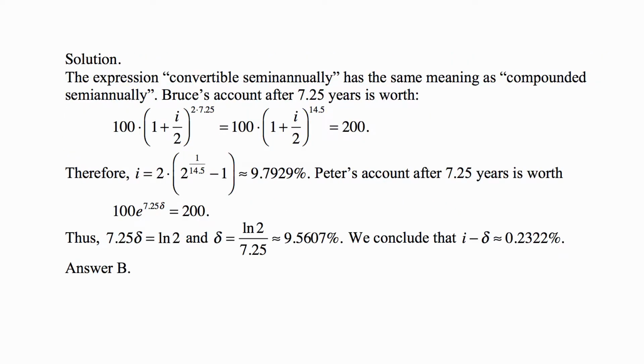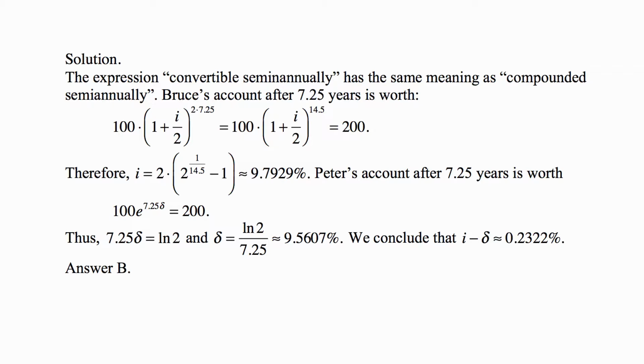It's important to note that the expression convertible semi-annually means the same as compounded semi-annually, so that's what you just need to think about. And Bruce's account, after 7.25 years, is worth what? The initial amount that he puts in, which is 100, times 1 plus i over 2.